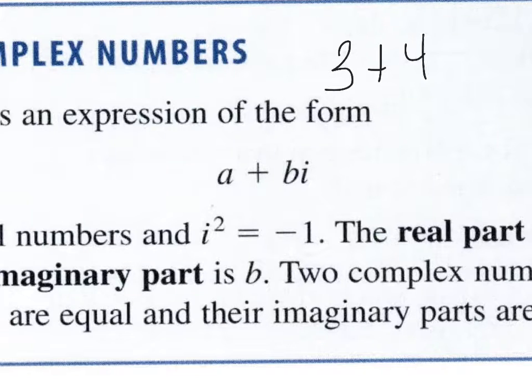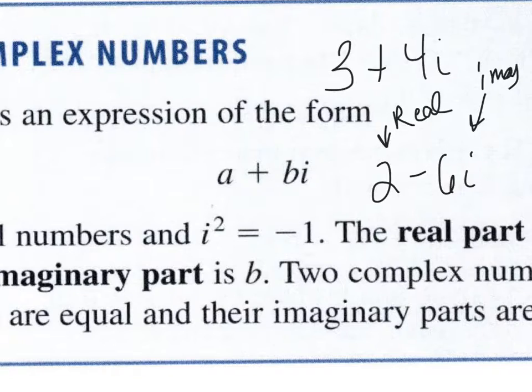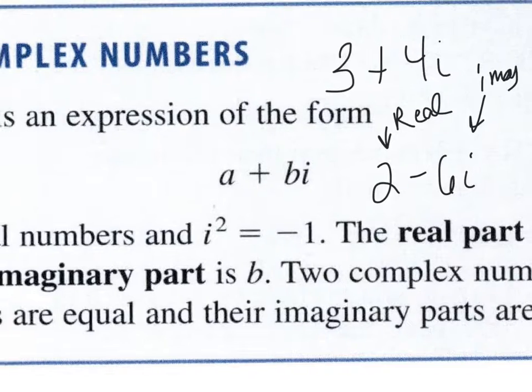So if I had 3 plus 4i, and I said, what is the real part? 3. What's the imaginary part? 4i. If I had 2 minus 6i, what's the real part? What's the imaginary part? What kind of 6i? Negative, right? So this is the imaginary. This is the real. This is written in standard form, meaning the real part comes first. The real part has to come first.